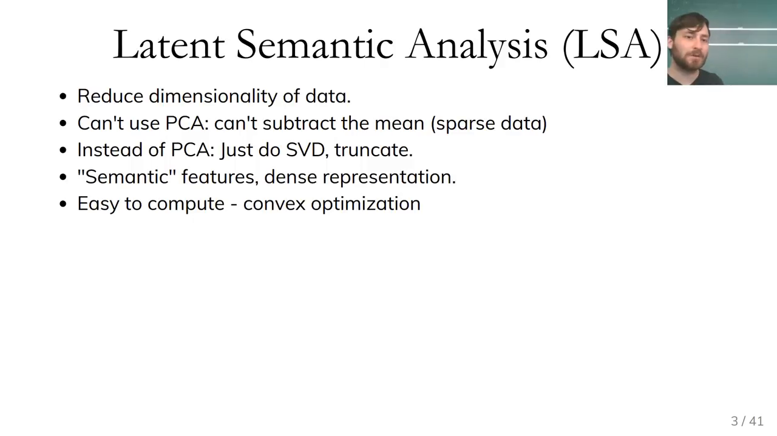The first thing I want to talk about is latent semantic analysis, or LSA. LSA is basically just doing PCA, only that, as I mentioned earlier, for sparse data you can't really subtract the mean. So doing standard PCA, which requires subtracting the mean, is kind of tricky. I say you can't subtract the mean. You could actually still do the PCA and implicitly subtract the mean, but it's going to be a little bit more complicated to implement. Traditionally, what people do with LSA is just ignore that there's a mean and do a singular value decomposition of the data matrix X.